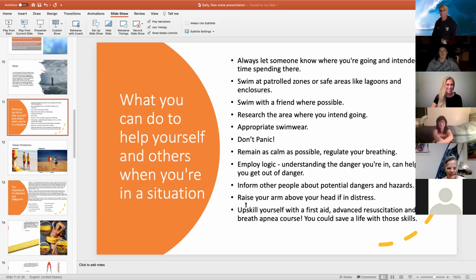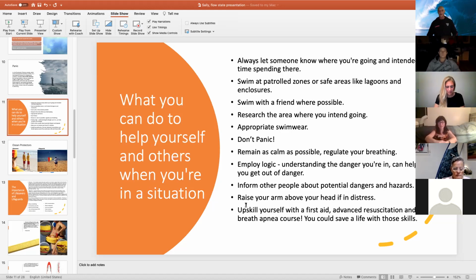No, please, that's part of it too. If you can help yourself by doing other things like that, because surfing is multifaceted, you can really get the best from yourself there and use other people's knowledge, like Sally. She's an amazing individual, and she can really help you out a lot. So employ logic, understand the danger you're in and what you can do to help yourself get out of danger. We've talked about that already.